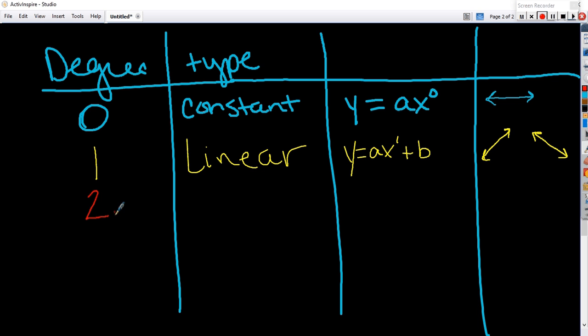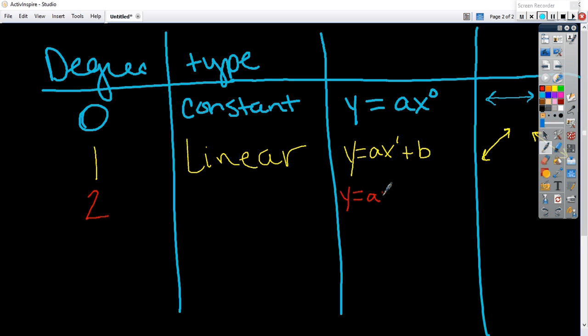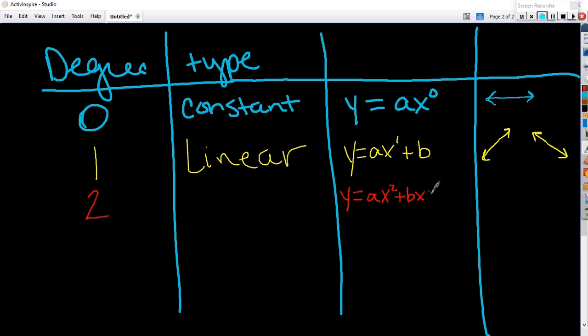How about 2? So now I'm talking about ax squared plus bx plus c. What is that? A parabola. Also known as a, starts with a Q, quadratic. Good job. This is a quadratic. When we graph it, it looks like a parabola. It could open up, it could open down.